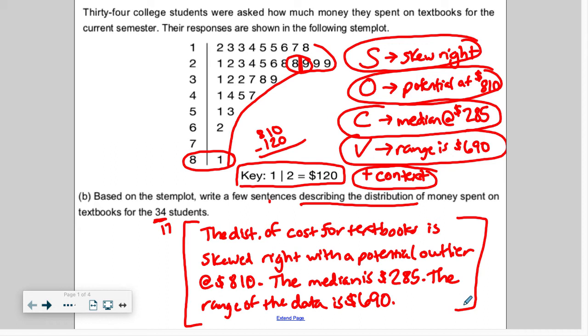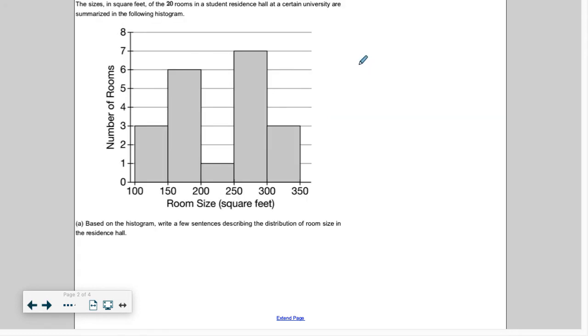So I have one more example. All right, so here's my second example. I can see I have a histogram. It says the sizes in square feet of 20 rooms in a student residence hall at a university are summarized by this histogram. So based on the histogram, write a few sentences describing the distribution of room size.